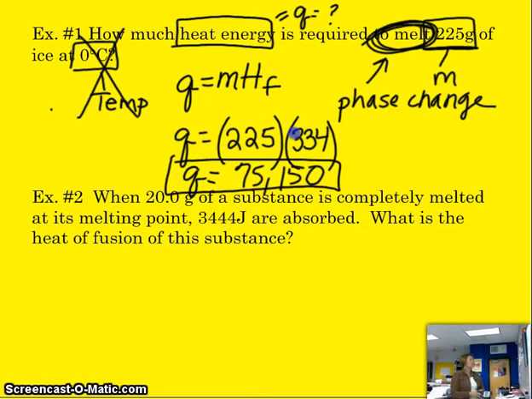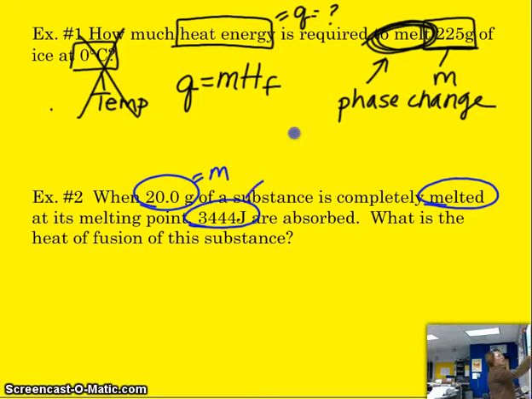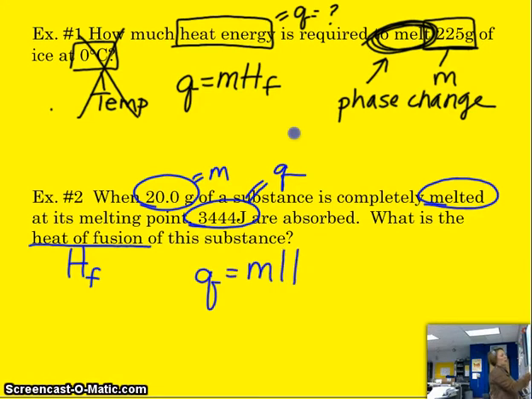Let's look at example number 2. When you see a number, you identify what it is. Grams, by now, hopefully you know that's mass. Uh-oh. Phase change word right there. Here's a number. J is the unit, so that's our Q. What is the heat of fusion? They're asking me for heat of fusion, which is HF. Since the phase change word is melted, I'm using Q equals MHF.